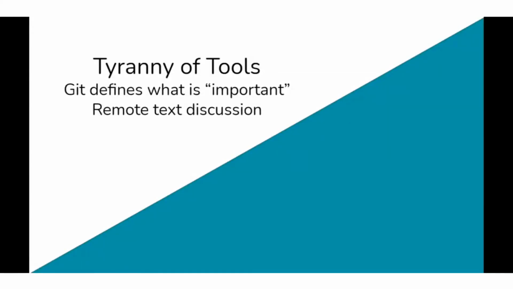Git defines what's important. It tends to prioritize files, so not a surprise. All people want is icons. And the remote text discussion doesn't encourage teamwork or shared understanding or just simply having a little bit of understanding and trust amongst users. And so it's so easy for things to break down. So I think these two things need to be expanded as well.